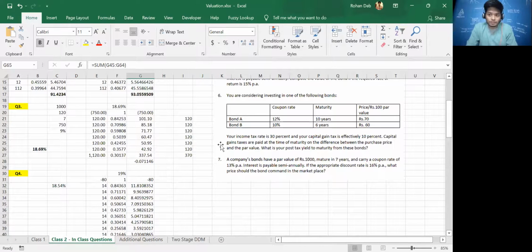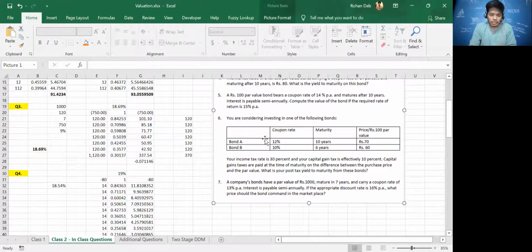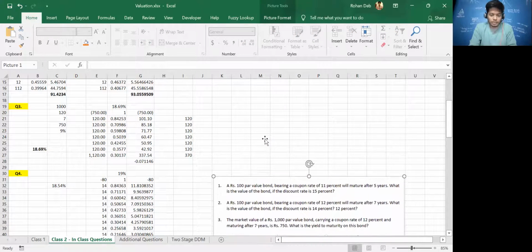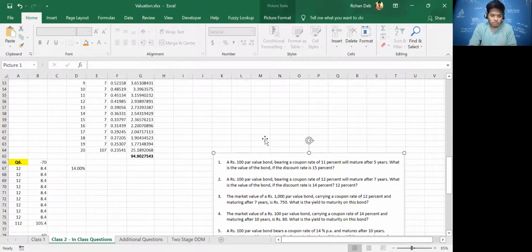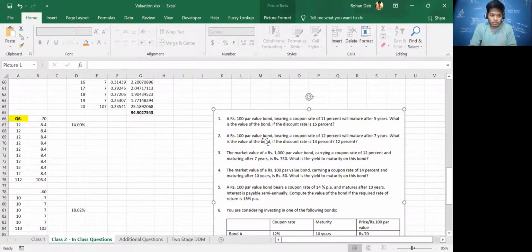Question 6 was important. Question 6 was regarding a taxation element, so I'll solve question 6 in front of you because I know a few people face some issues with it. Just move this down. Okay, I'll solve it here.